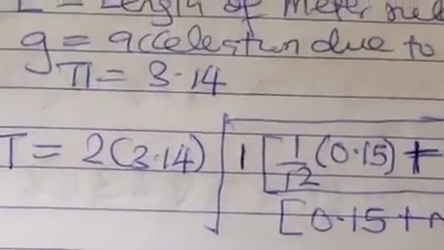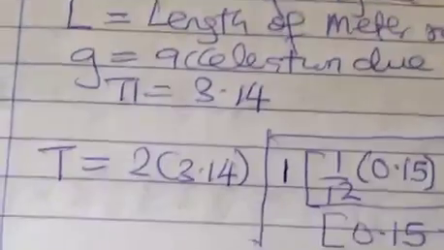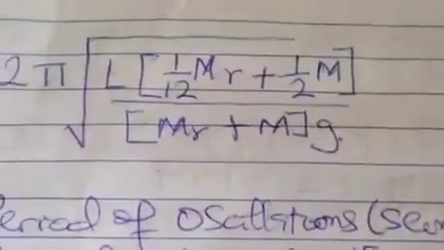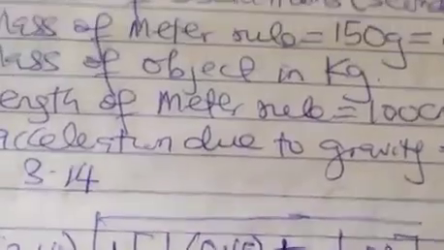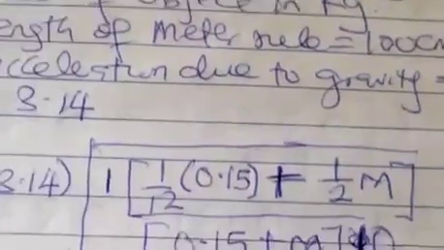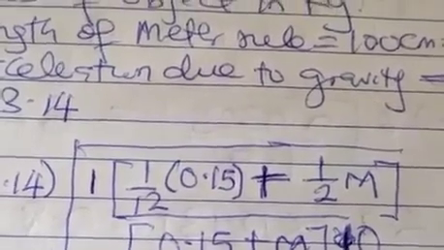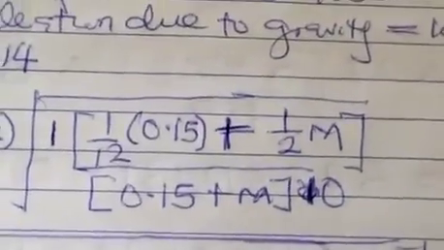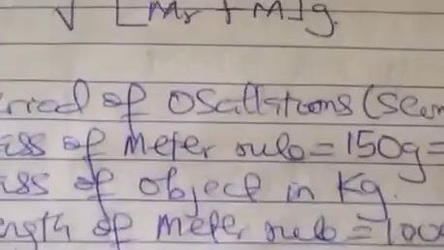So going to the formula, we make substitutions to make it simpler. Replace pi with 3.14. We now have 2 times 3.14. Replace the length of the meter rule L with 1 meter. We have 1 outside the bracket, 1 over 12. Replace the mass of the meter rule with 0.15 kg in SI unit. That is 1 over 12 multiplying 0.15 plus half M. We don't know M yet. M is the mass we are going to load step by step, all over.